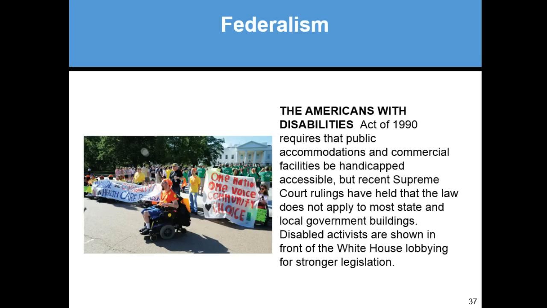Now, the Americans with Disabilities Act requires that public accommodations and commercial facilities have handicapped accessible accommodations. But recent rulings of the Supreme Court have held that this does not apply to most state and local government buildings because of the 11th Amendment. Disabled activists here are lobbying for stronger legislation in front of the White House.